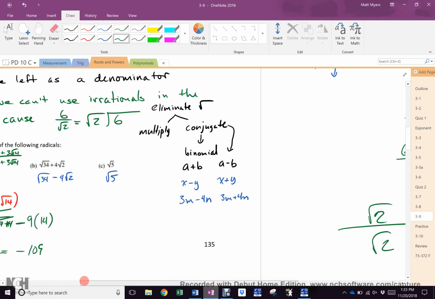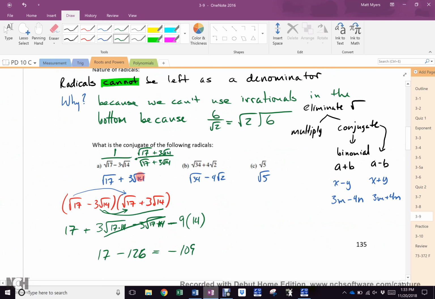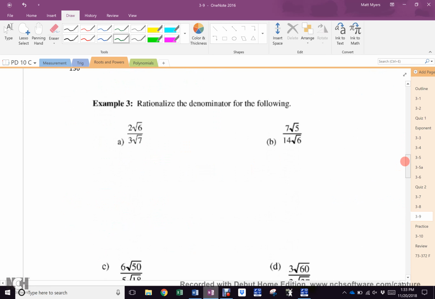Okay. So let's come back here. I put the hardest one first. I know that was mean of me. You're going to get lots of practice. You'll see it in a sec. Everybody understands what the conjugate is, yes? Okay. Now let's turn on to page 136. Let's practice it a bit.